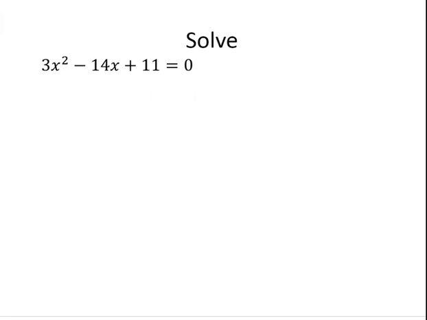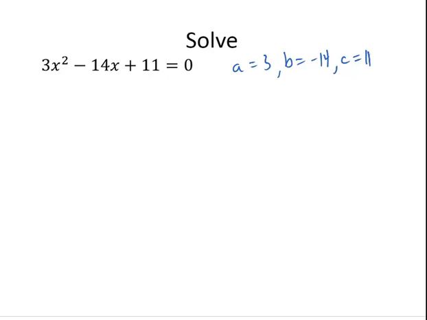So here's an example. Suppose we are asked to solve the equation 3x squared minus 14x plus 11 is equal to 0. Notice that this equation is quadratic, and it is written in that standard form, with a equal to 3, b equal to negative 14, and c equal to 11.